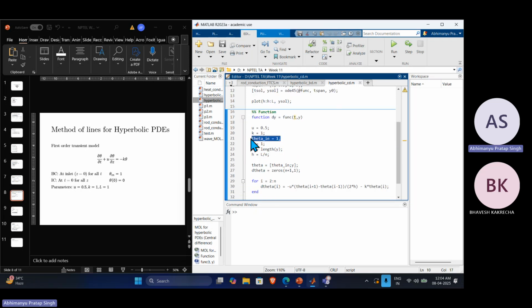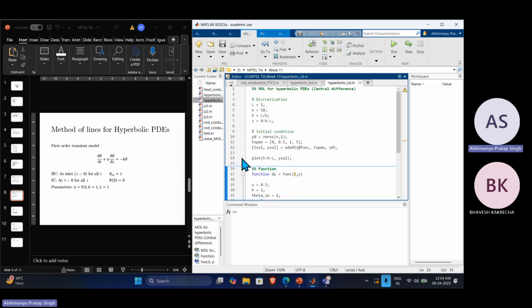So this is my boundary condition, theta in. So this is my theta at node number 1, which is equal to 1. So I will just initialize my theta vector to theta in and then y. All this y is basically from the second node to the n plus 1 node, and this theta in is my first node. And then my initial condition is at t is equal to 0, theta 0 is equal to 0. That means at time t is equal to 0, all the theta values are 0. So this initial condition is basically here.